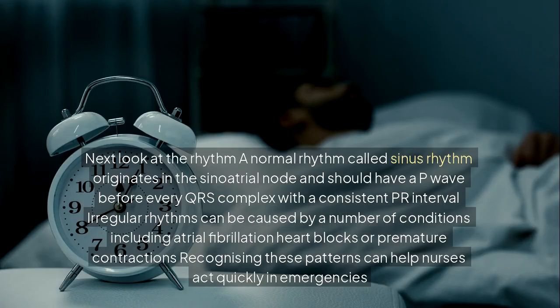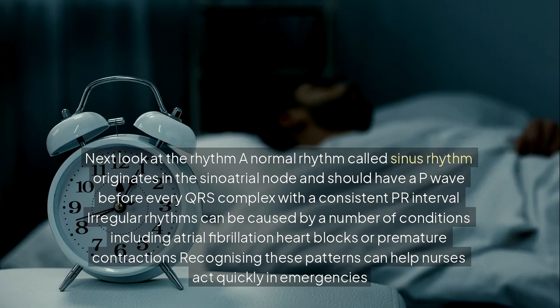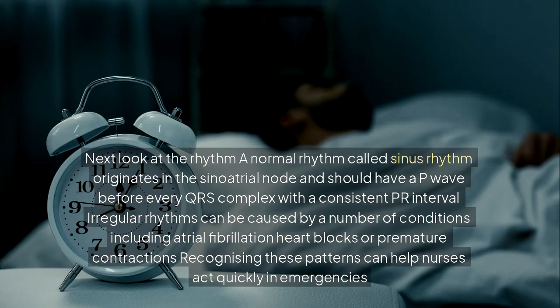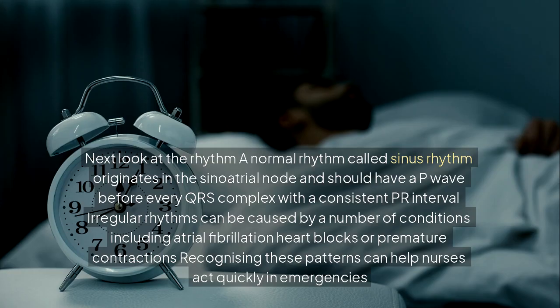Next, look at the rhythm. A normal rhythm called sinus rhythm originates in the sinoatrial node and should have a P wave before every QRS complex with a consistent PR interval. Irregular rhythms can be caused by a number of conditions, including atrial fibrillation, heart blocks, or premature contractions. Recognizing these patterns can help nurses act quickly in emergencies.